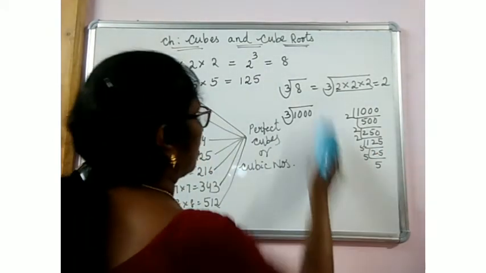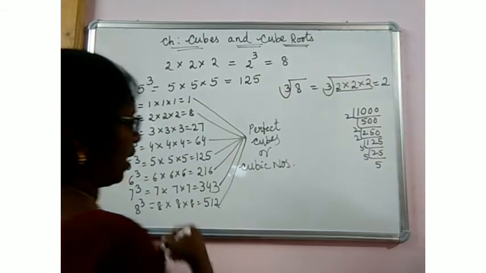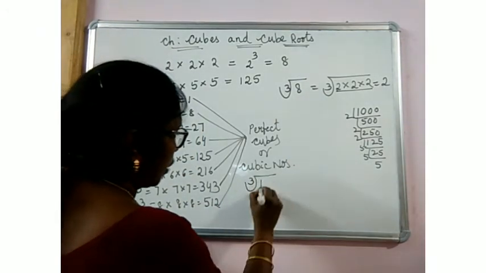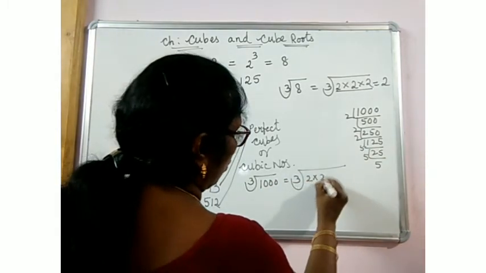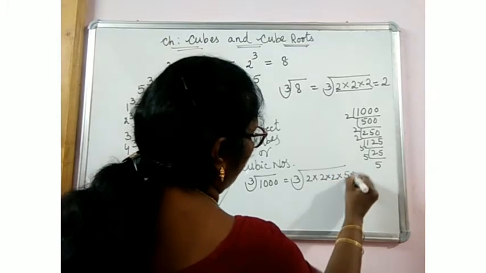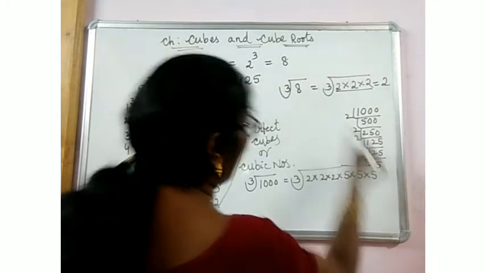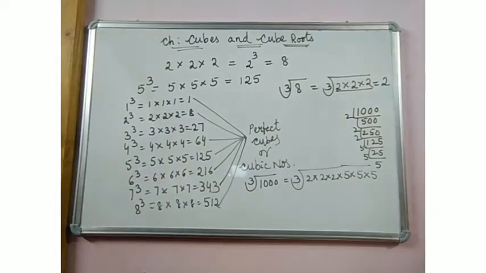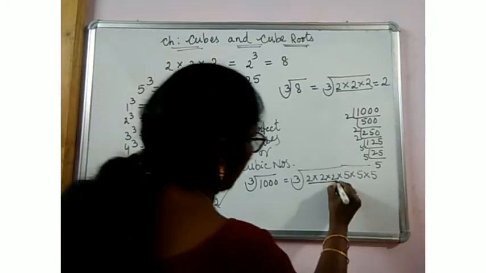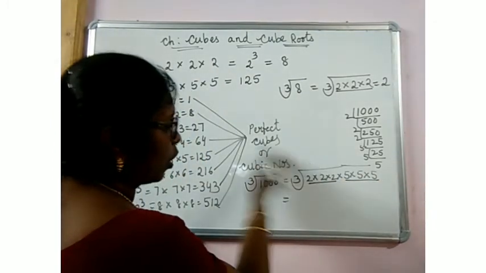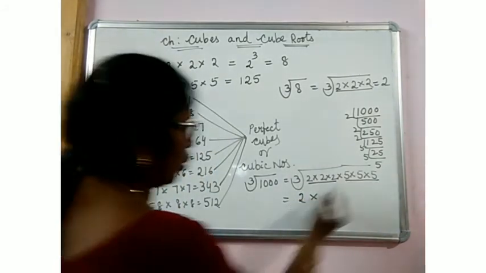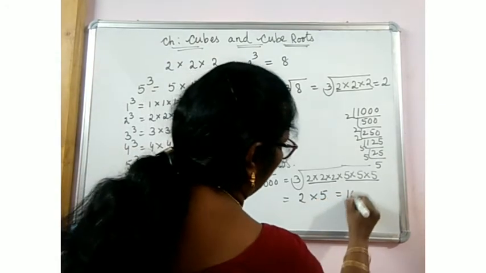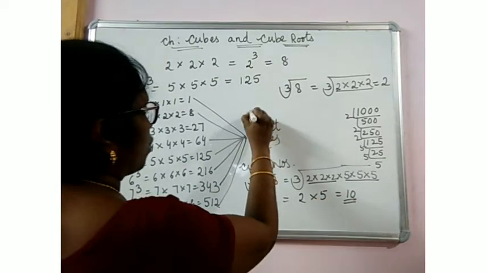So let me do here cube root of 1000. If you want to find out, I am doing here cube root of 1000 is equal to cube root of 3 2's we got and 3 5's we got. So just now I have explained, in order to find the cube root, for three equal factors you have to take one factor so that the cube root will be removed. In order to remove the cube root, you will get for 3 equal factors 1, for 3 2's 1 2, for 3 5's 1 5. That equals 10.